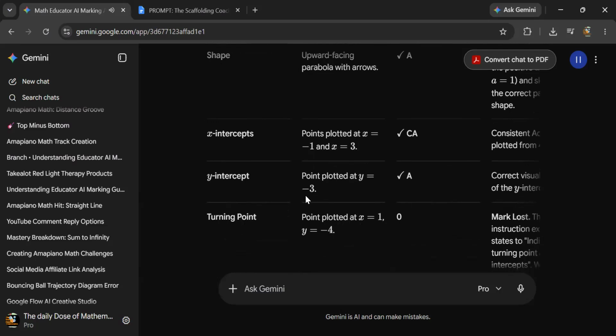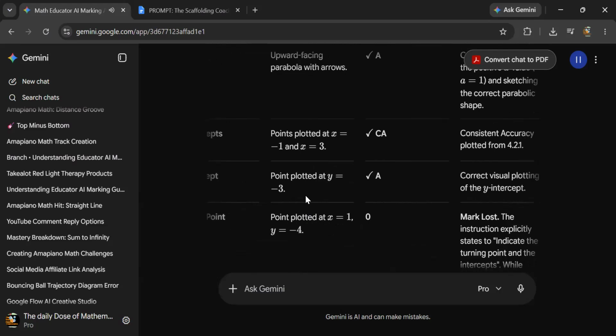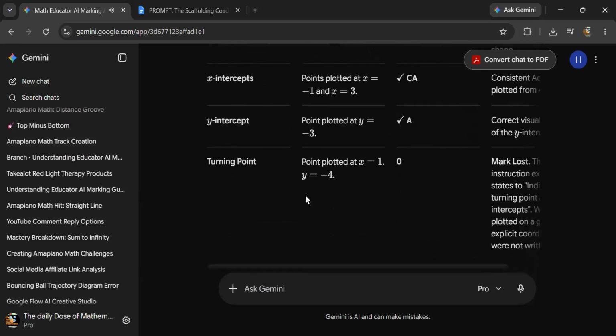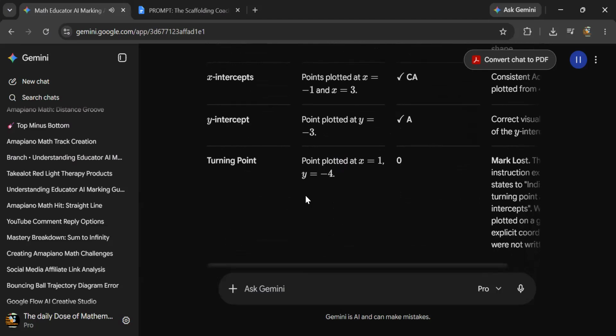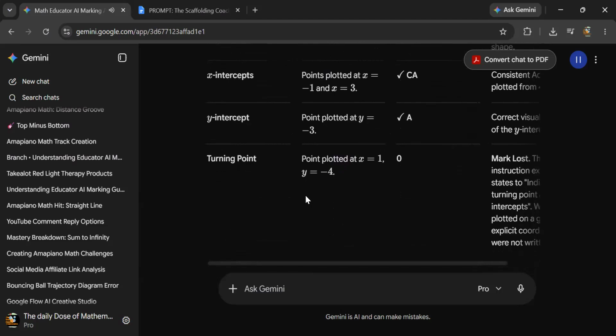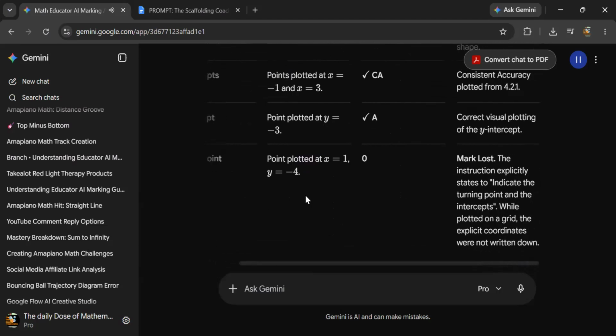Check mark CA: consistent accuracy, plotted from 4.2.1. Y-intercept: point plotted at y equals -3. Check mark A: correct visual plotting of the y-intercept. Turning point: point plotted at x equals 1, y equals -4. 0 marks: mark lost. The instruction explicitly states to indicate the turning point and the intercepts. While plotted on a grid, the explicit coordinates were not written down.